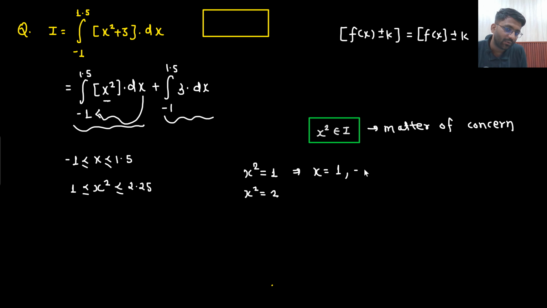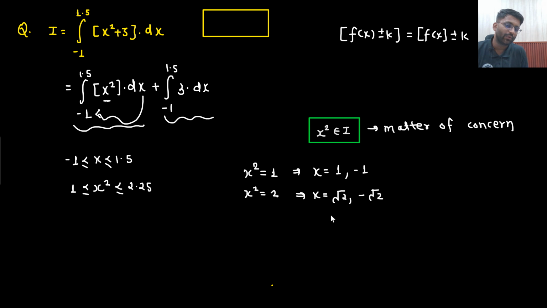It could be either 1 or -1. And what would be the value of x here? It could be either √2 or -√2. That means if I put x equals √2 here, then it would become an integer. If I put x equals -√2 here, then it would become an integer. If I put x equals 1 here, then it would become an integer. If I put x equals -1 here, then it would become an integer.